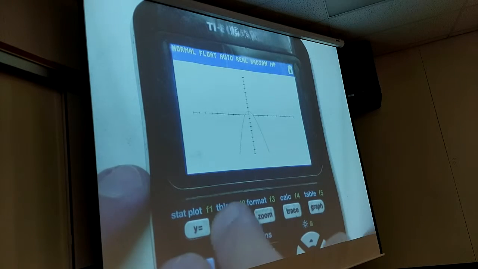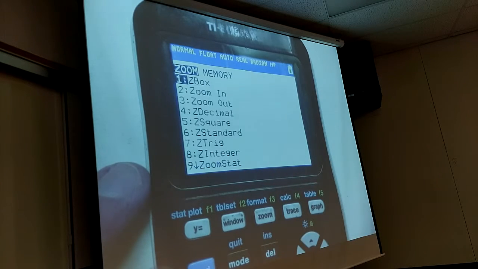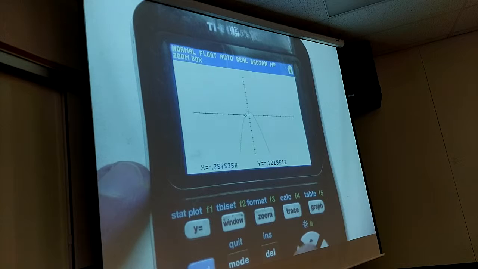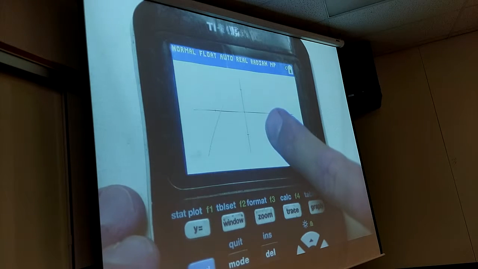Let me zoom in so we can really see what's going on. I like the zoom box. Okay, enter. I'm just going to zoom in so we can really see what's going on. Let me make that a little wider. So I'm going to try to find the intercept right here.